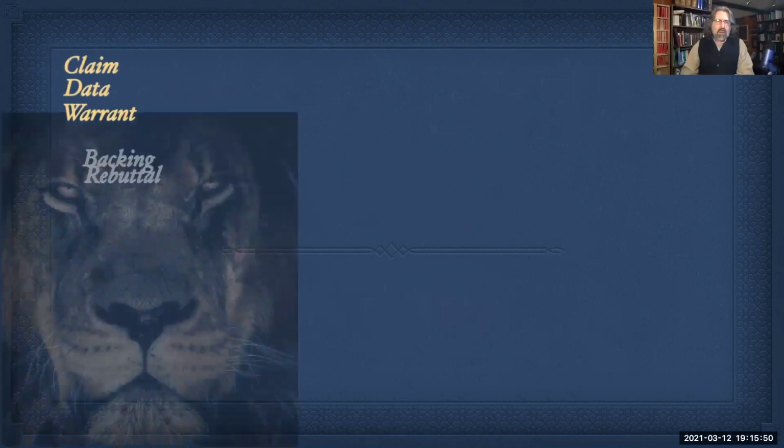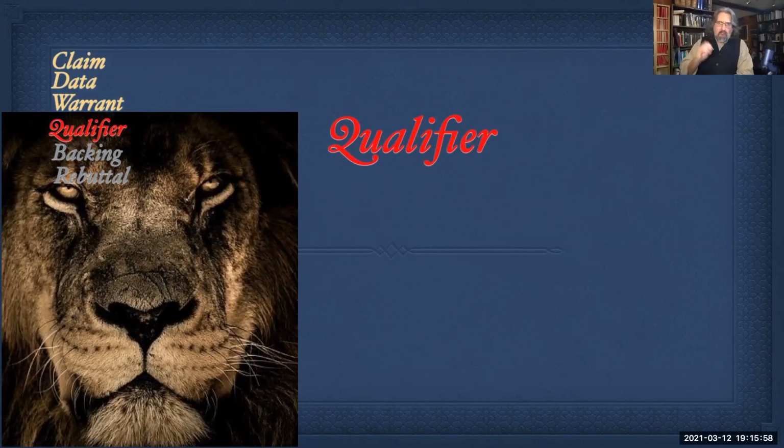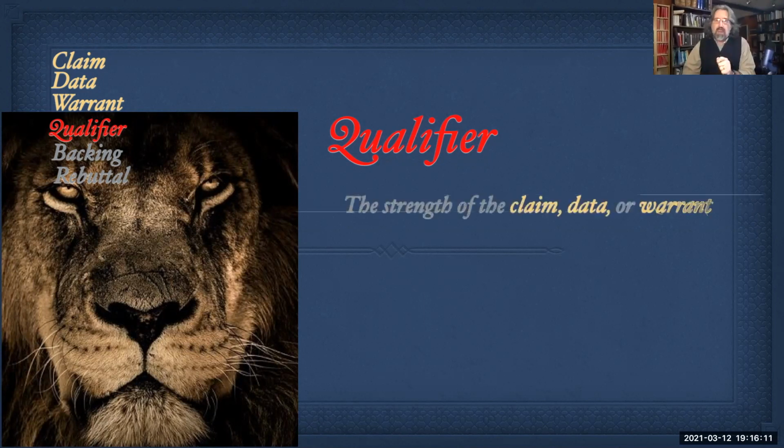So when qualifiers appear in a discourse, in an argument, Toulmin wants to pay very close attention to those qualifiers. So what is it that we're supposed to be paying close attention to? Well, we're paying close attention to comments that tell us about the strength of the argument, the power of some aspect of what the rhetor is putting together.